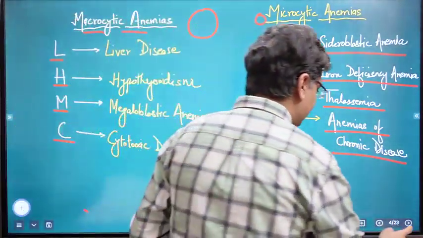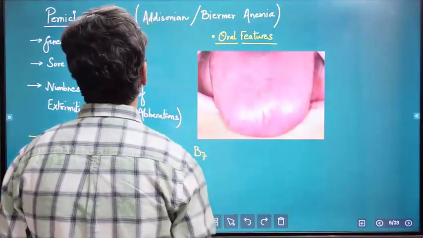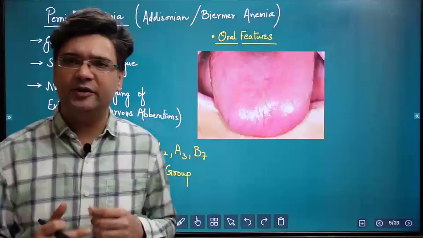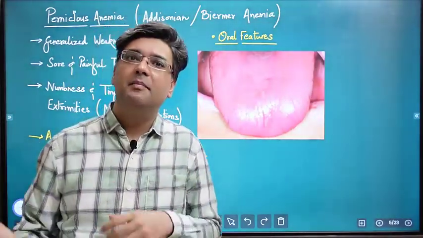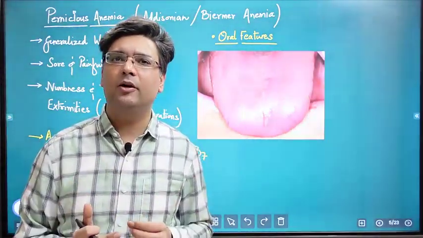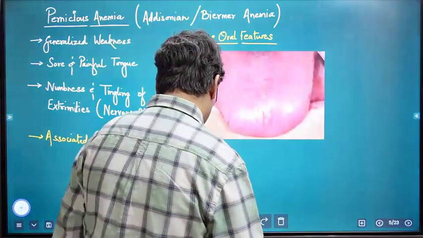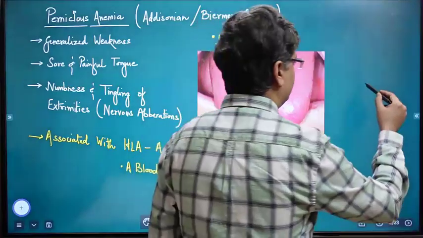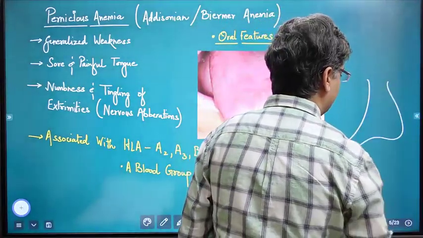Now the next thing which we are going to talk about here is pernicious anemia. Now the question arises, pernicious anemia is nothing but a counterpart of megaloblastic anemia. How does it happen? So for this to happen, I will draw a simple GIT here.